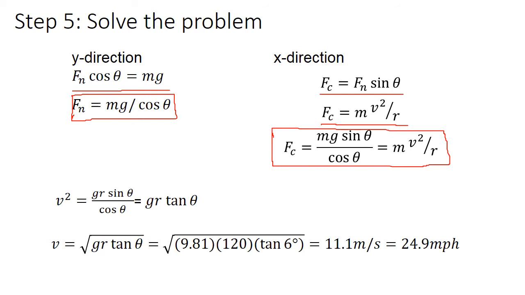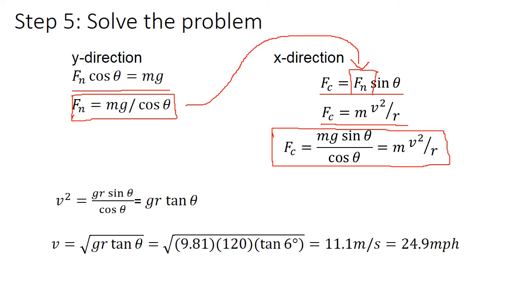So since we have an Fn in this side of the equation, we're going to take the Fn from the y direction equation, and we're going to take that formula and put it right in the x direction formula. So therefore, Fc would be equal to mg over cosine theta times sine theta, which is equal to mg sine theta over cosine theta.